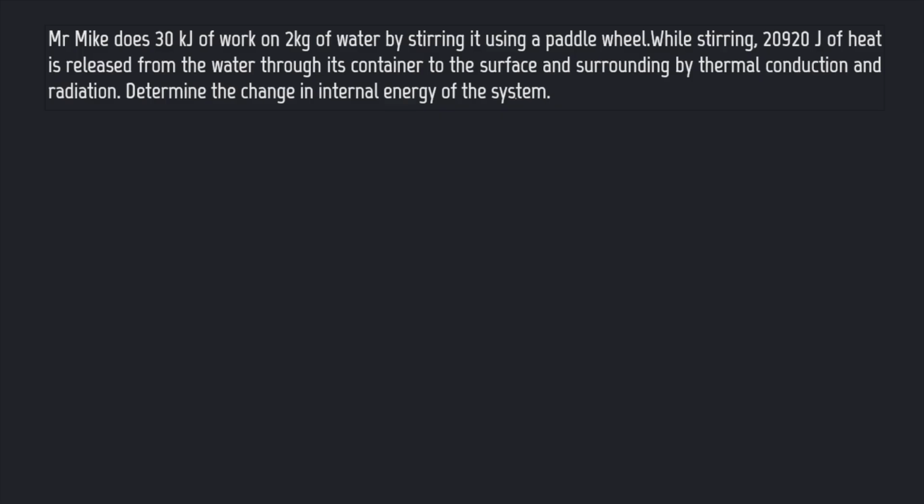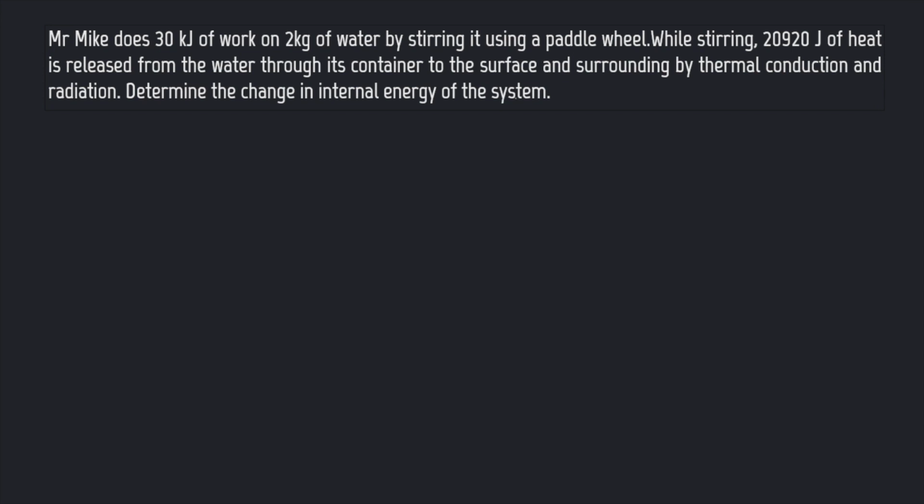Question number 1. Mr. Mike does 30 kJ of work on 2 kg of water by stirring it using a paddle wheel. While stirring, 20,920 joule of heat is released from the water through its container to the surface and surrounding by thermal conduction and radiation. Determine the change in internal energy of the system.